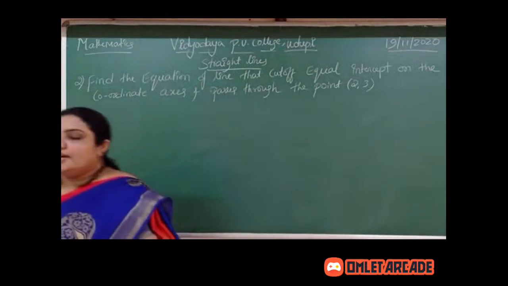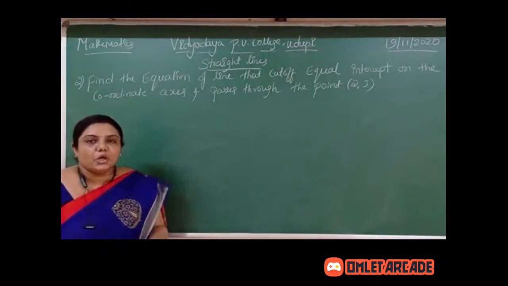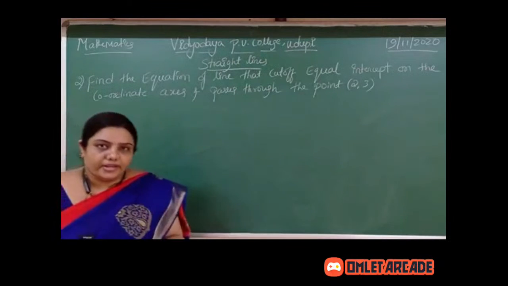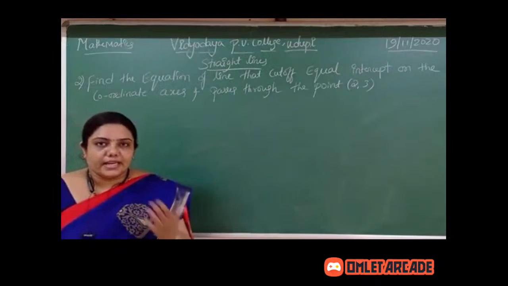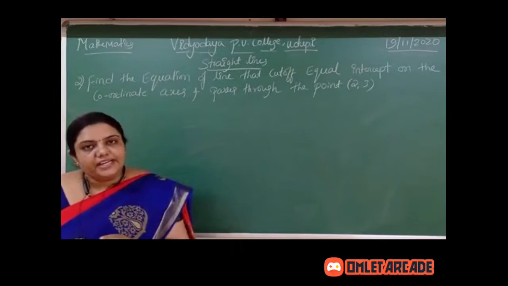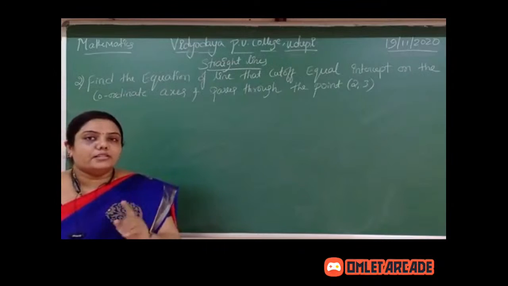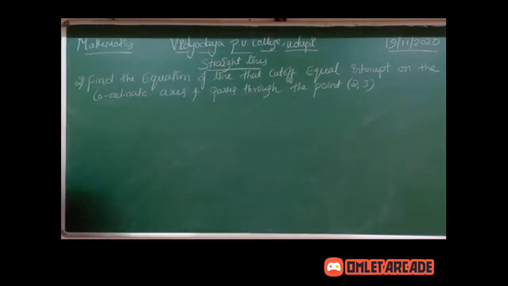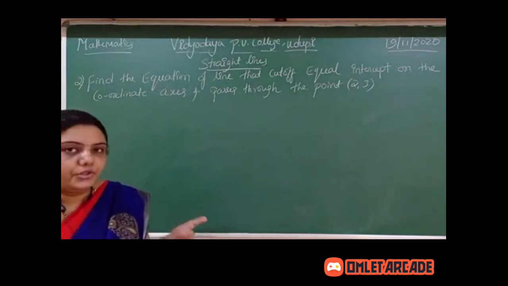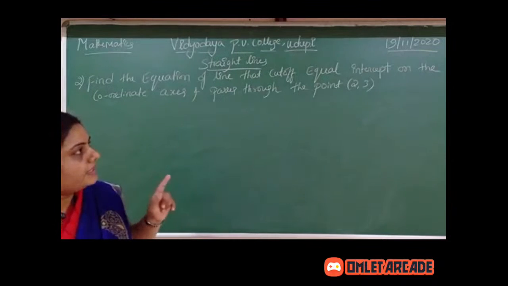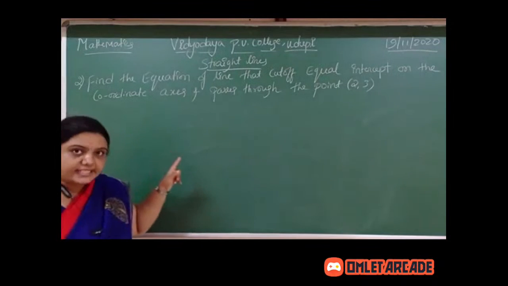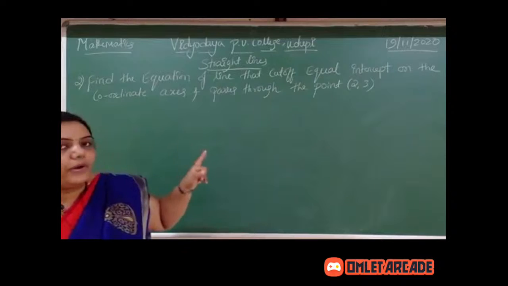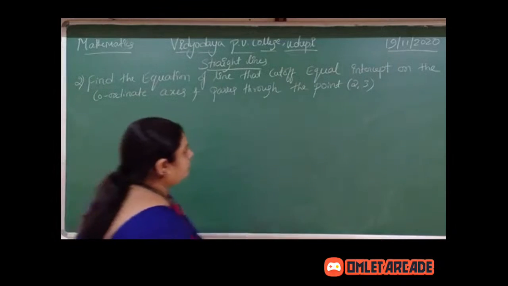So in the last question, first we tried to find slope and point, isn't it? Once you get a point on the line and slope, you can easily find the equation of a line from point slope form. So that was the last question. Now, see the second question, students. Find the equation of line that cut off equal intercept. You know the meaning of intercept now. Intercept on the coordinate axis passes through the point 2, 3.